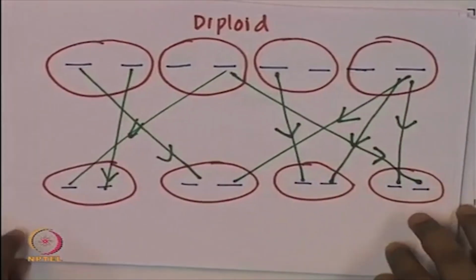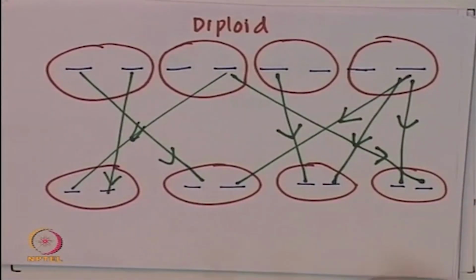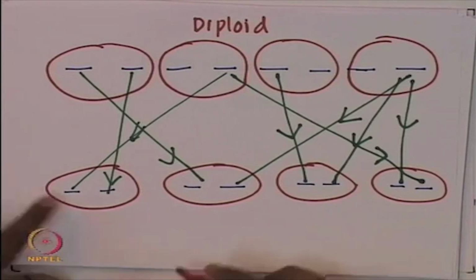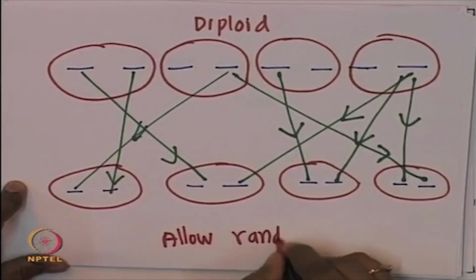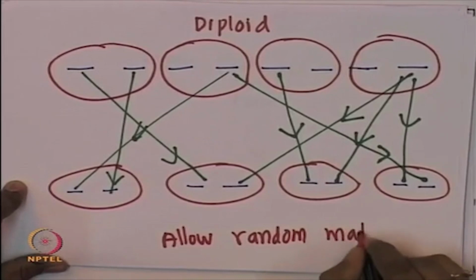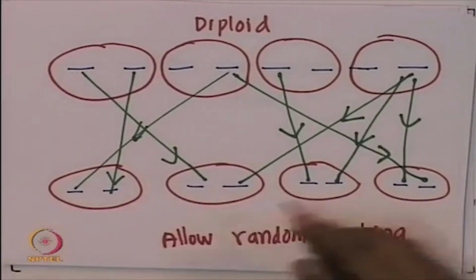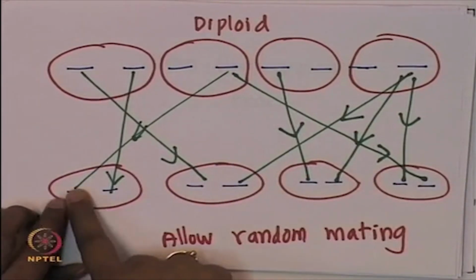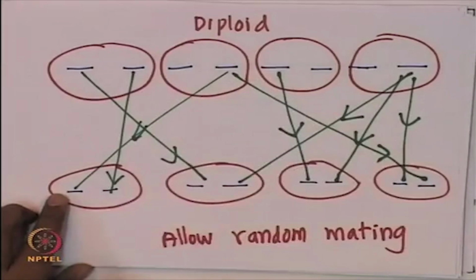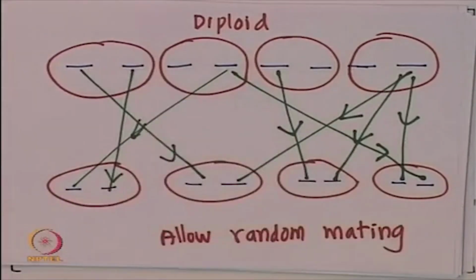So if you allow random mating or random mixing, we can say that this is essentially the same as the Wright-Fisher model. What we did is exactly the same as the Wright-Fisher model. We just chose one chromosome, randomly decided the parent chromosome, chose another chromosome, randomly decided the parent chromosome. This and this mixed, and this mixing can be random.